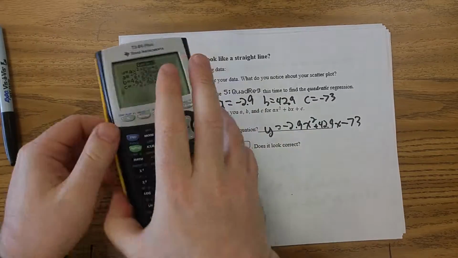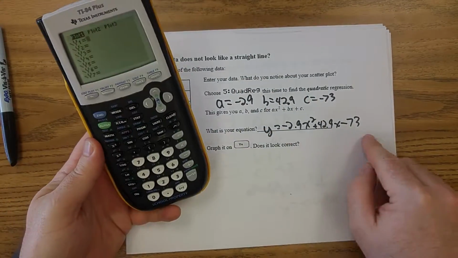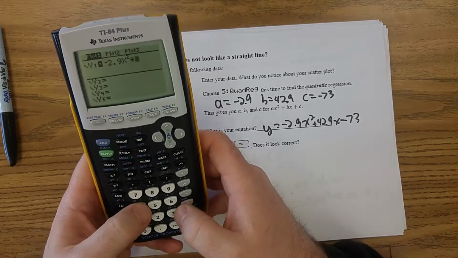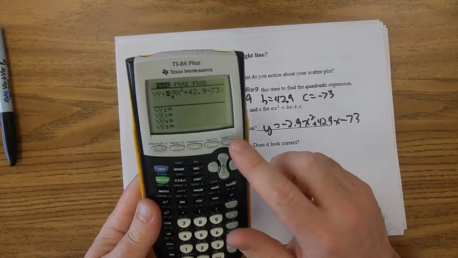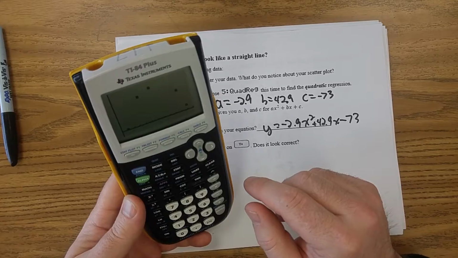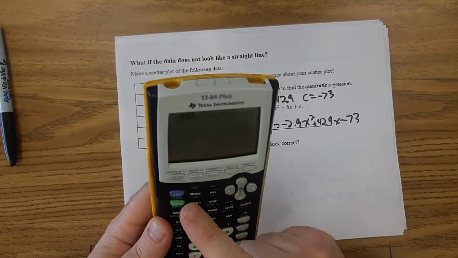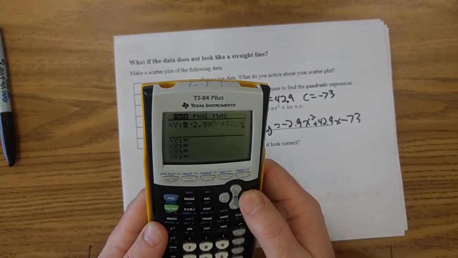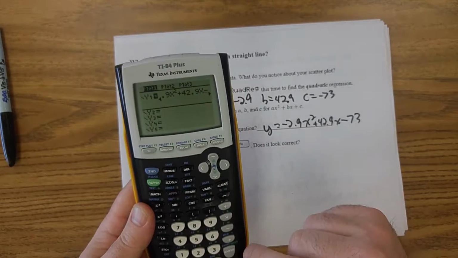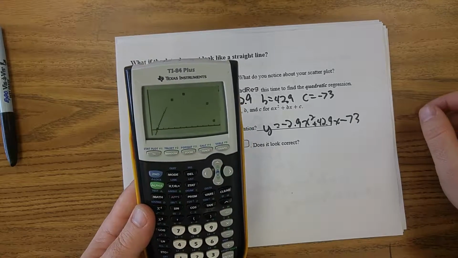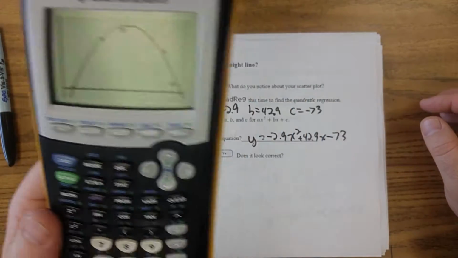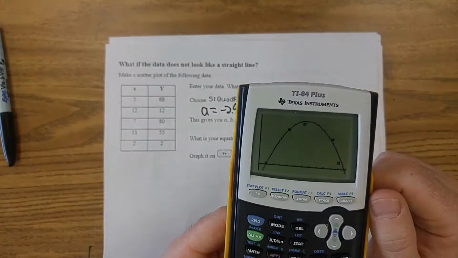And we're going to quickly go back to y equals, and we're going to graph this. Negative 2.9 x squared plus 42.9 minus 73. Uh-oh, mine doesn't look right. What did I do wrong? I didn't put an x. I put plus 42.9, but I did not put x. Second insert x, enter, graph. There we go, much better. That scared me. Whew. Feel so much better now. All right, so that looks good, right? It goes through the points.